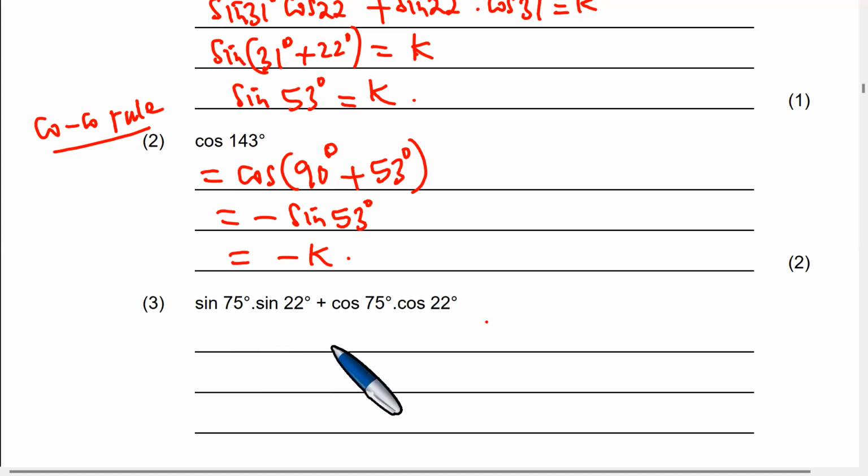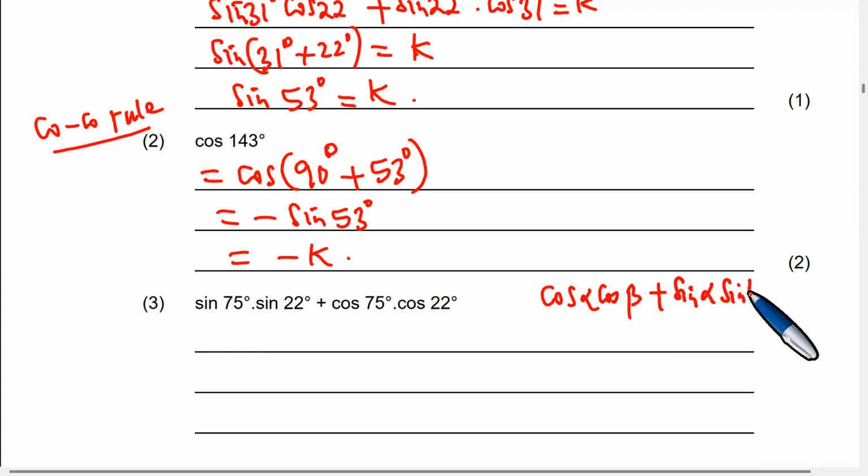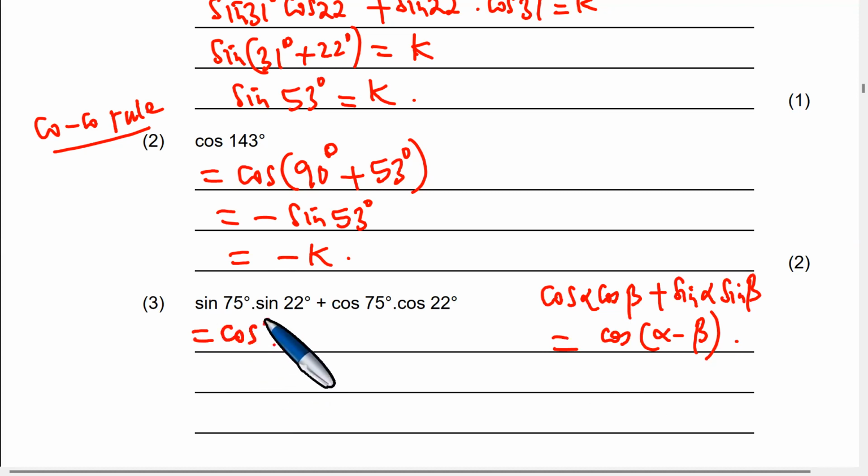Right, it looks very long, but you need to remember the identity that says that if you have cosine alpha cosine beta plus sine alpha sine beta, so we know this identity, this is the same as cosine of alpha minus beta. So at this point, it is the same as cosine of, now this is like alpha and this is like beta. The first one is alpha, the second angle is beta.